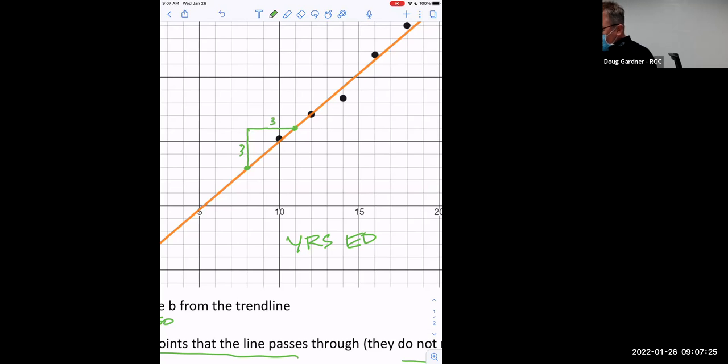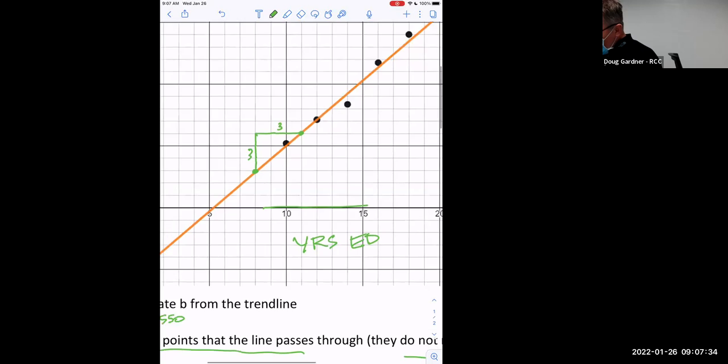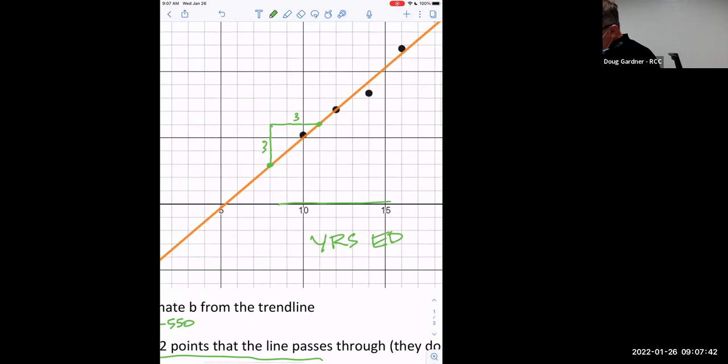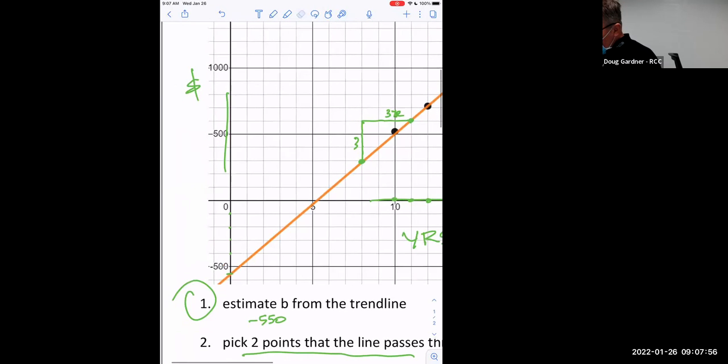Now, the only problem with this is what are those boxes worth? What's a box worth down here on the x-axis, and what is it worth on the y-axis? See, those boxes are not worth the same thing. Down here on the x-axis, it goes 10, 11, 12, 13, 14, 15, like each box is worth 1 year. So this is actually 3 years. But over here, each box is worth not 1, but 100, right? 100, 200, 300, 400. So when I was counting up, it wasn't really 1, 2, 3. It was 100, 200, 300.